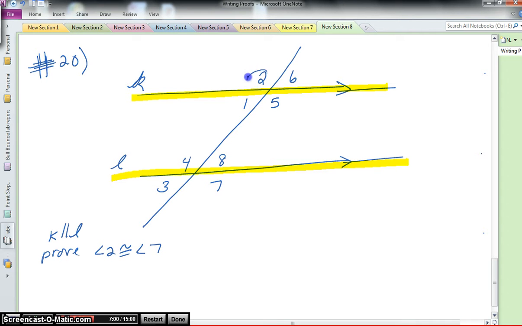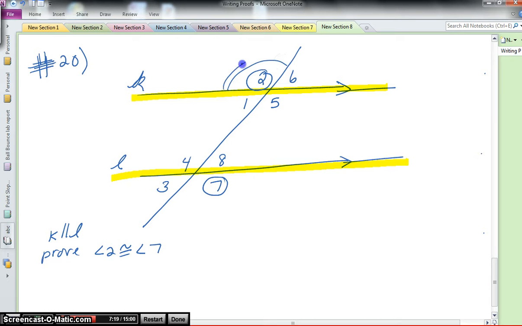So take a look at what we're going for here. Now, in writing a proof, it would be great if we could use that alternate exterior angles were congruent, but we can't really use that postulate to prove that alternate interior angles are congruent, so we're going to have to find some other method.